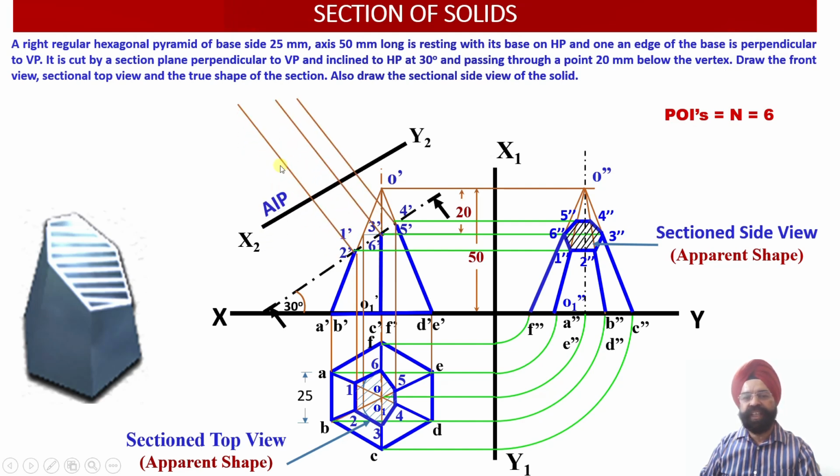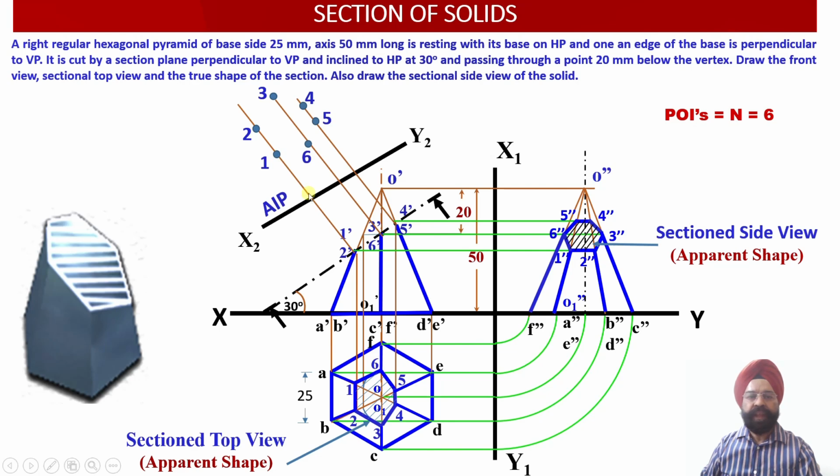onto these projectors. Just see, 3 projectors we have drawn through these 3 pairs of the POIs. So now we are going to transfer the distances of all these POIs in the plan with respect to the XY line onto this auxiliary inclined plane, so that we obtain the auxiliary plan over here. So just see, these 6 points, they have been transferred. So let us see how we have transferred.